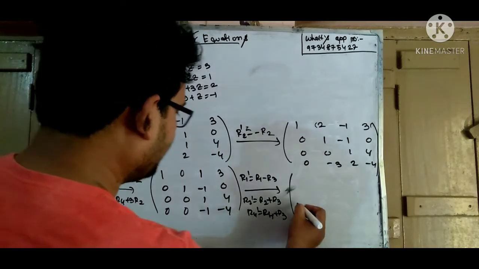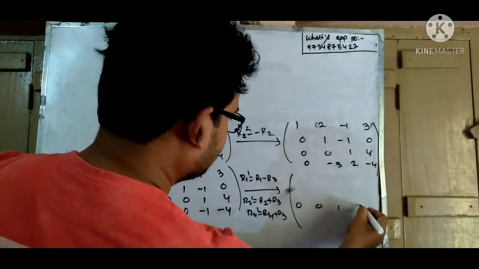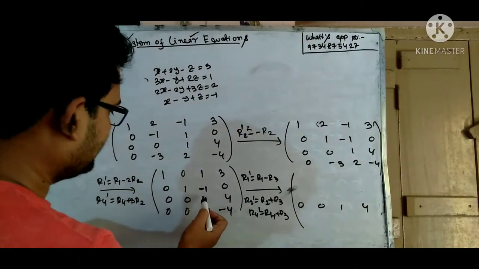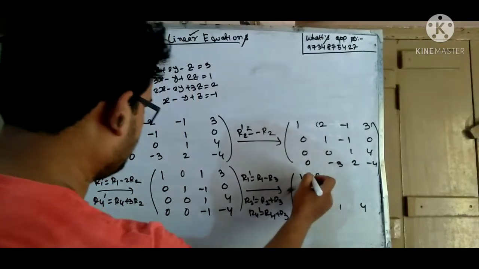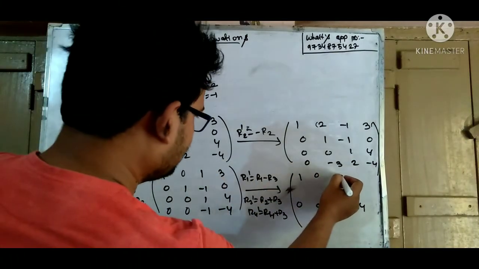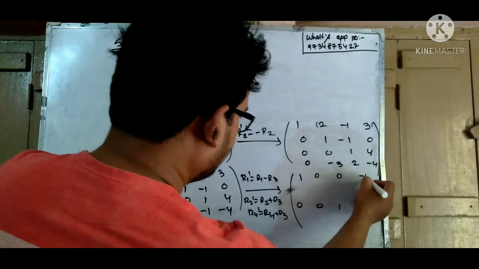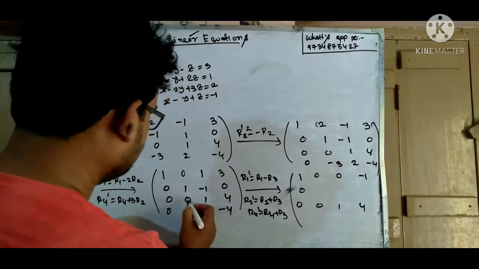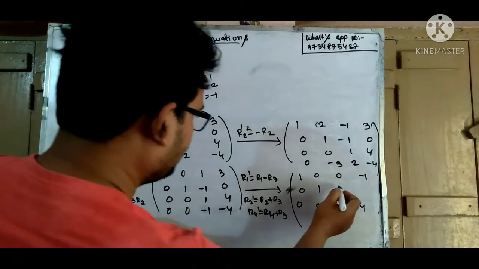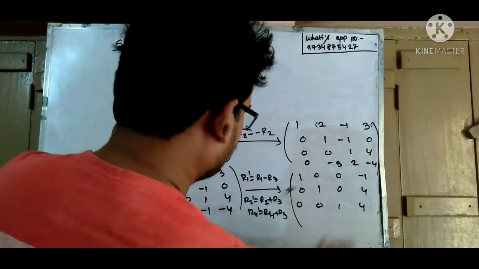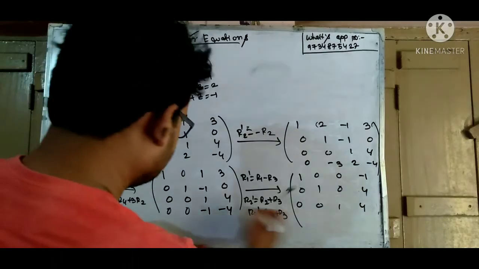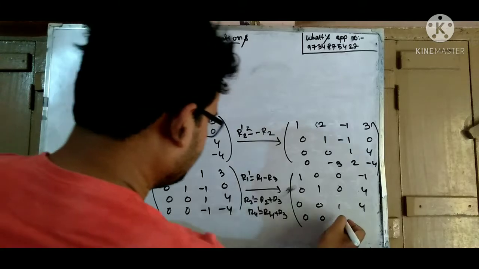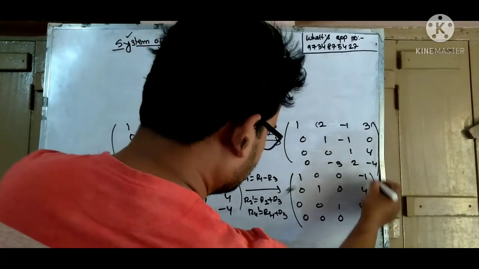So the third row will be unchanged. We will write this row first. Next, we will subtract this. So 1 0, subtract this, then this will be 0. Subtract this, this will be minus 1. Similarly, if we add, then this will be 0, this will be 1, this will be 0, and this will be 4. And lastly, adding this 0, adding this 0, adding this 0, 0.